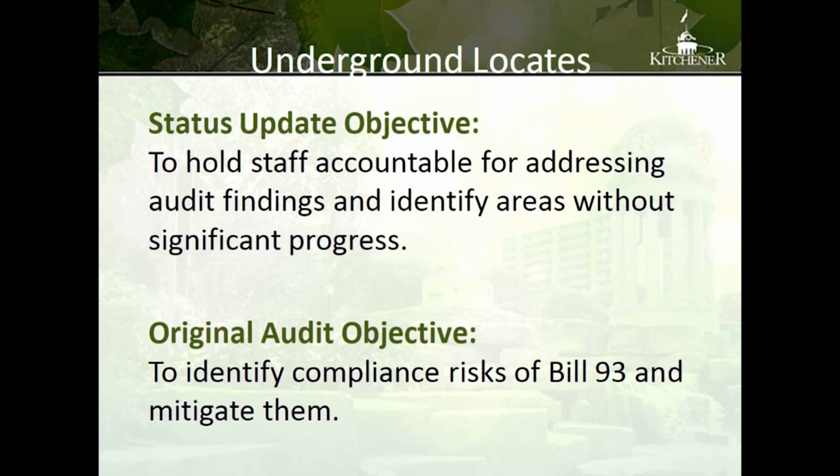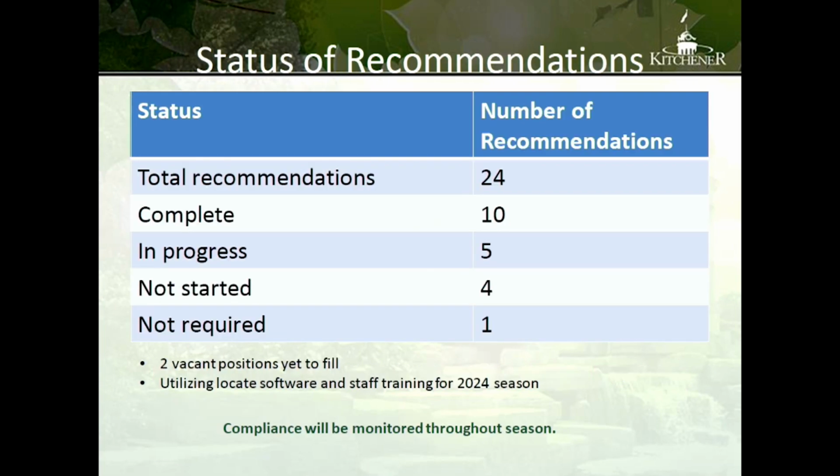The analysis found that the city did not have sufficient capacity to complete the volume of locate requests within the legislated timeframes. So there were 24 recommendations in total, which focused mainly on increasing capacity to complete the work within legislated timeframes. But there were also other recommendations related to streamlining processes, providing more oversight and monitoring, and training for staff.